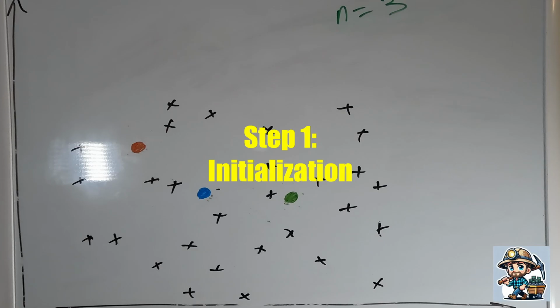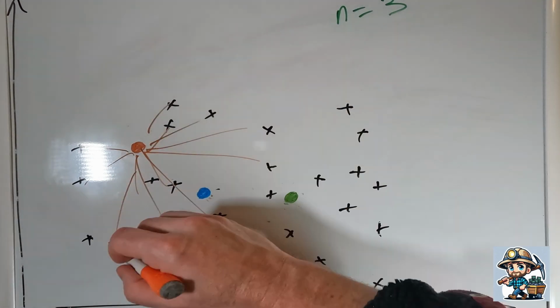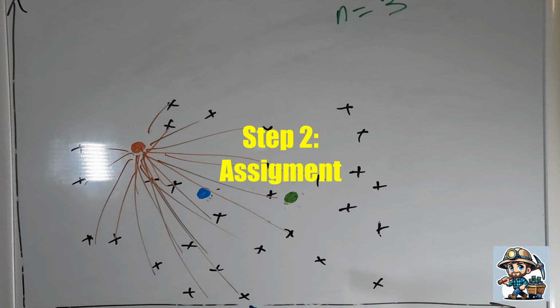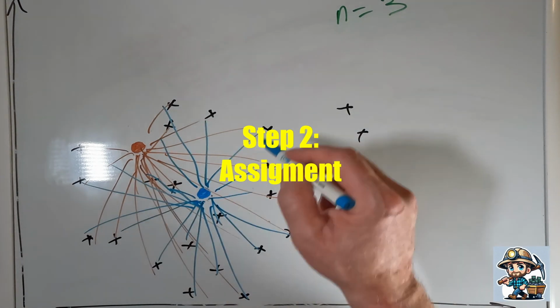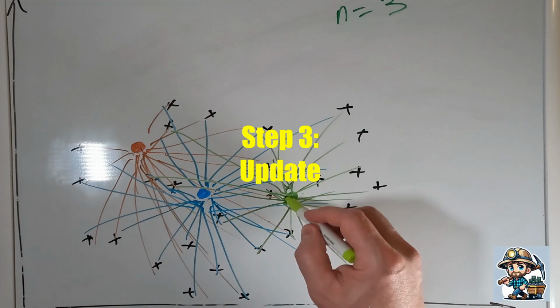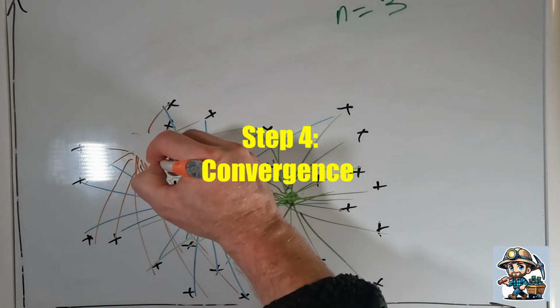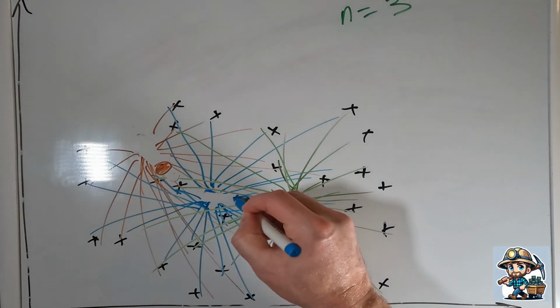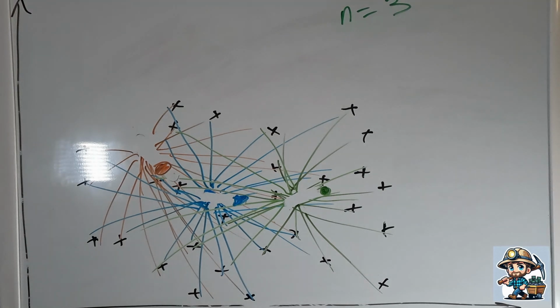Now let's break down the steps of the K-means algorithm. Step 1. Initialization. Randomly place K centroids. Step 2. Assignment. Assign each data point to the nearest centroid. Step 3. Update. Recalculate the centroids based on the data points assigned to each cluster. Step 4. Convergence. Repeat steps 2 and 3 until the centroids stabilize.